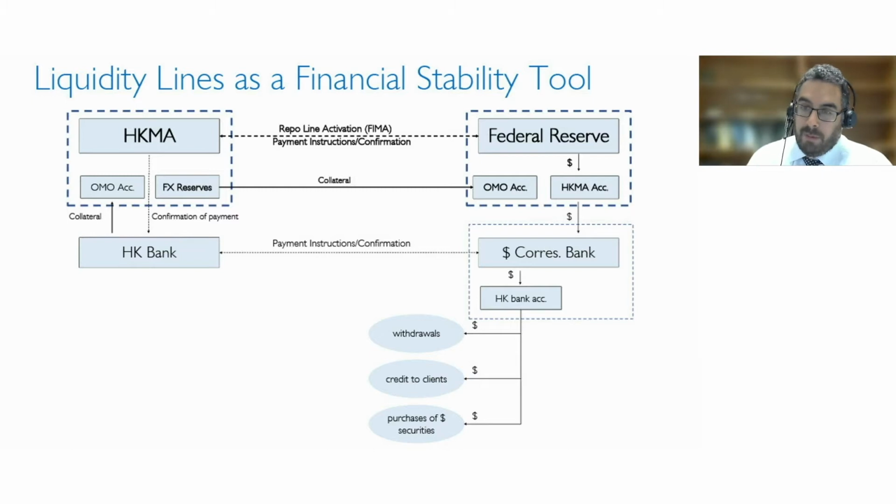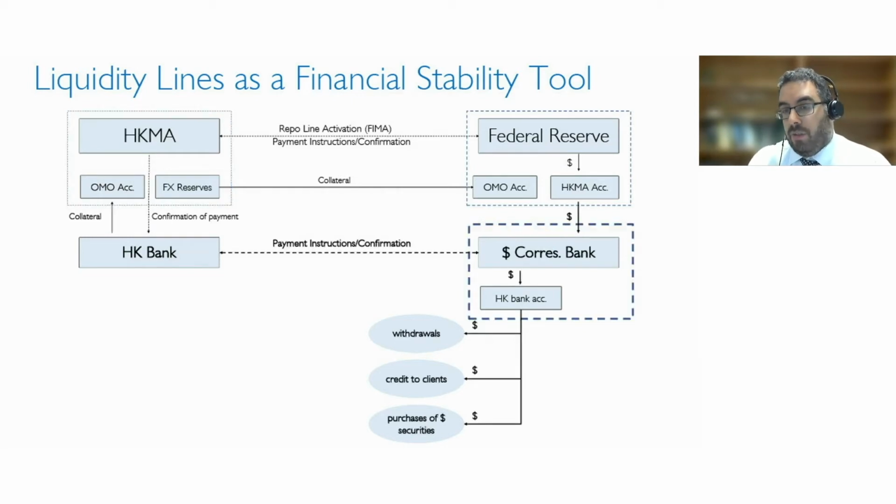So the Fed will provide dollars to the HKMA. The HKMA will run an open market operation, providing dollars to Hong Kong banks, and they will pledge collateral for that operation to function. And then in turn, the Hong Kong banks can use those dollars to either pay for withdrawals, provide credit to clients, or purchase dollar securities. Okay, so we can see this as a much broader tool. It's not so much about trade; it's about generally providing dollar liquidity to banks offshore.